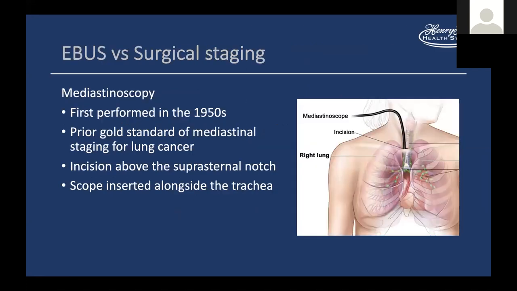What's the alternative to EBUS? So this is where we'll discuss mediastinoscopy. So mediastinoscopy, for those who don't know, is done by surgeons, and it involves an incision above the suprasternal notch, and then they insert a scope along the trachea and sample lymph nodes. Prior to EBUS, this was a gold standard for mediastinal staging.